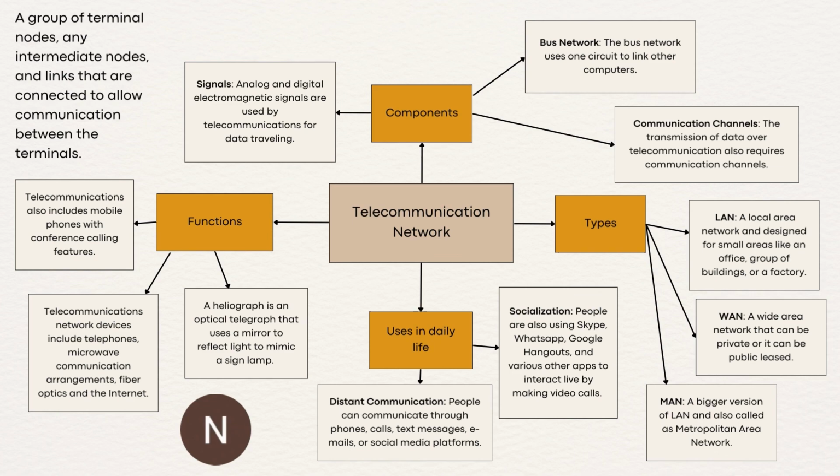Types. LAN, a local area network, is designed for small areas. WAN, a wide area network, can be private or it can be public lease. MAN, a metropolitan area network, is a bigger version of LAN.